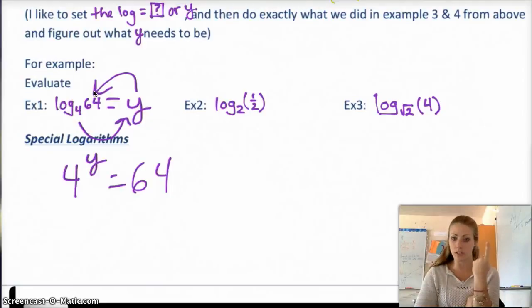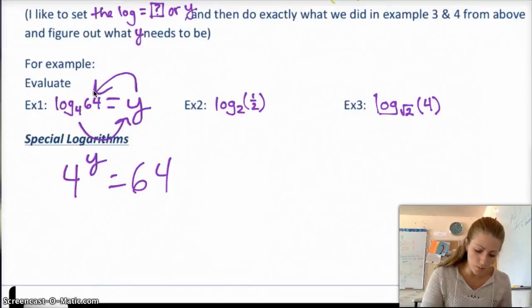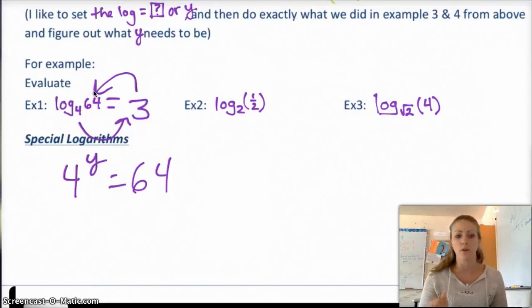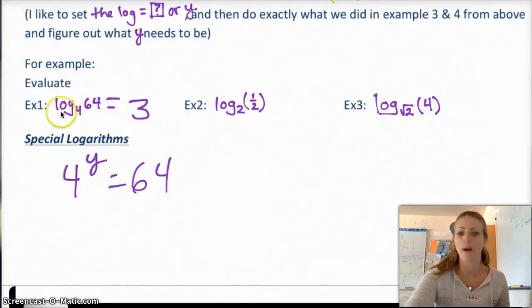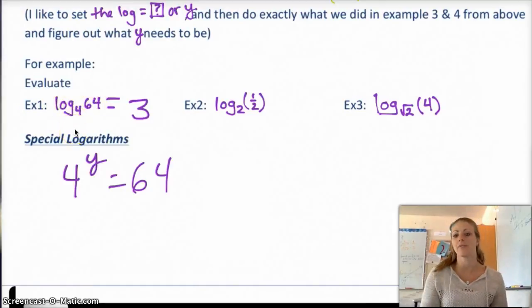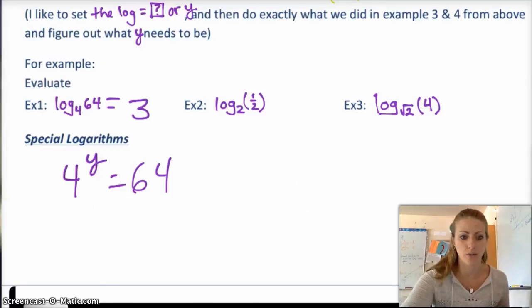4 to the first is 4. 4 to the second is 16. 4 to the third is 64. So the answer is 3. So y equals 3, which means log base 4 of 64 actually equals 3. It's just a really weird way of writing 3. Okay, so go ahead and try the next two real quick on your own.